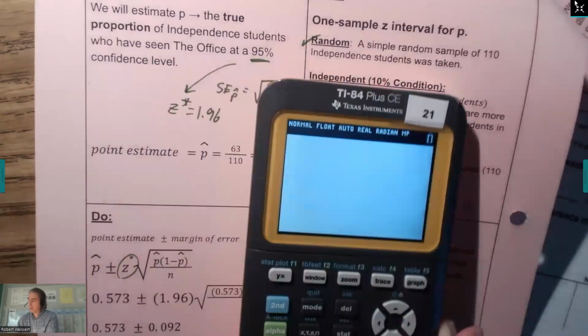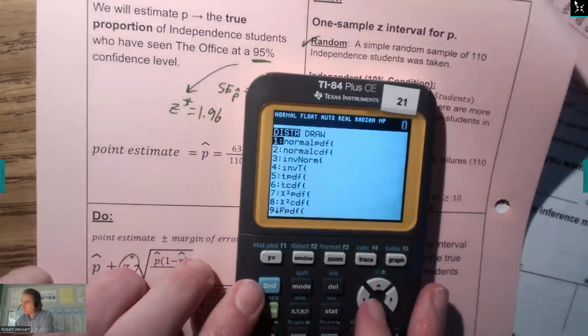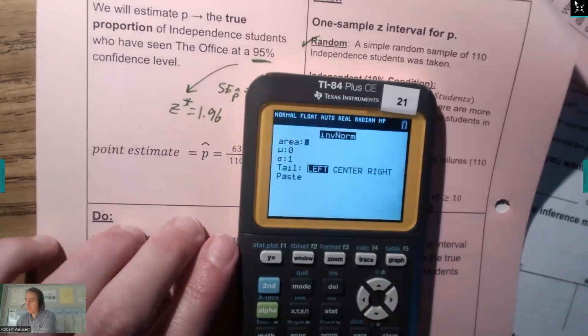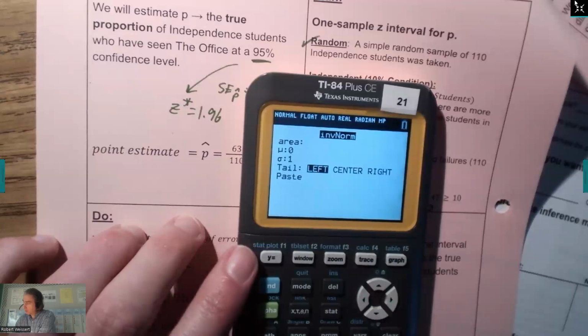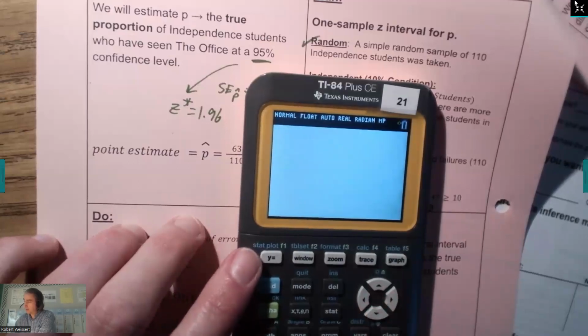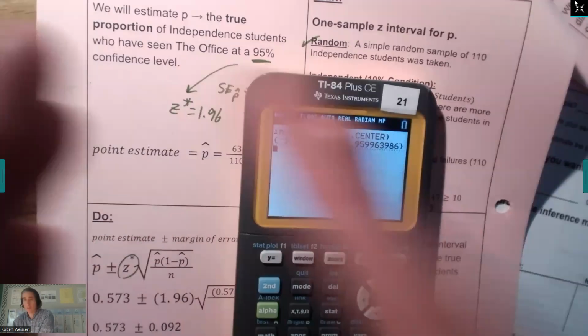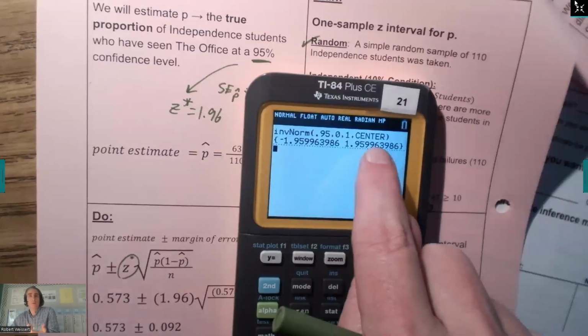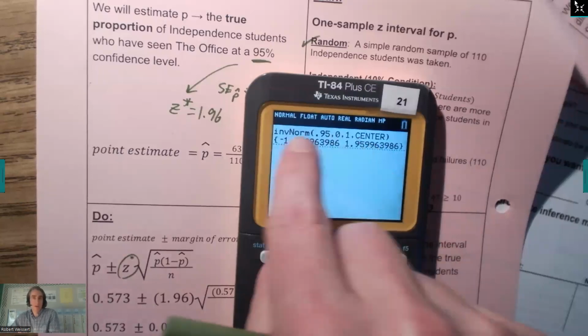If you're using a calculator that has inverse norm on it, if you have the option to go center, you can put 0.95 and go right to the center. And that'll tell you how many standard deviations from the center it is. So you can see, yeah, I'm at 1.96 standard deviations above and below the mean.